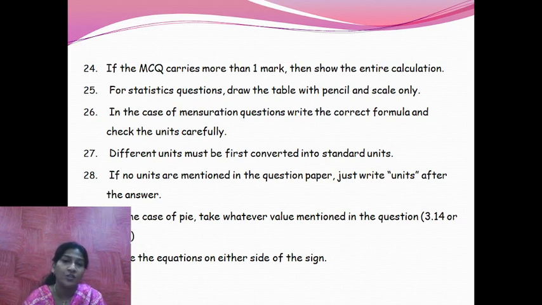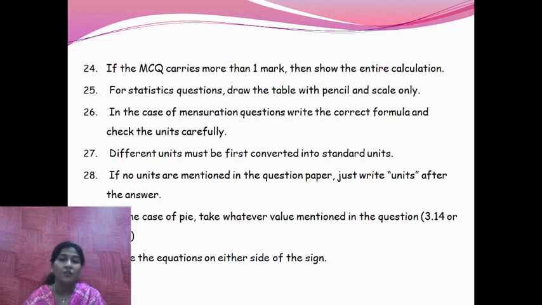In the case of mensuration questions, students, write the correct formula and check the units. Okay, if in the question it is given centimeter, but your final answer is required in meter, then convert it into meter. And if it is related to area, always remember to write square units. Okay, and if the units are not mentioned, then as you know, we use the standard units. Okay, different units must be first converted into the standard units. Then next, if no units are mentioned in the question paper, just write units after the answer.